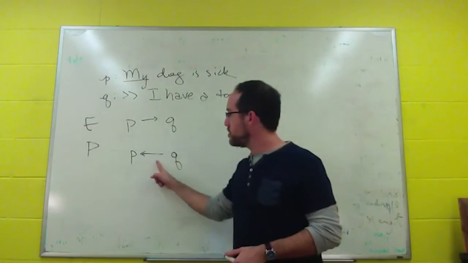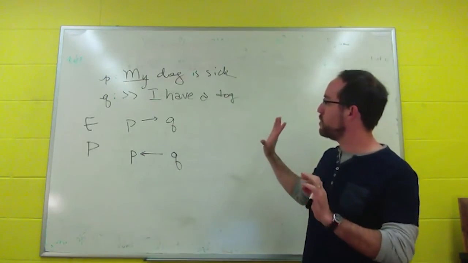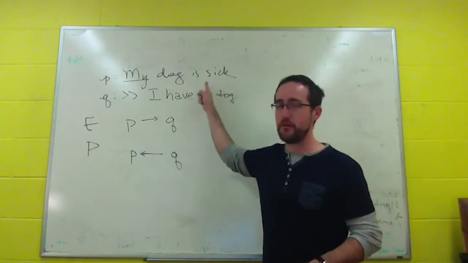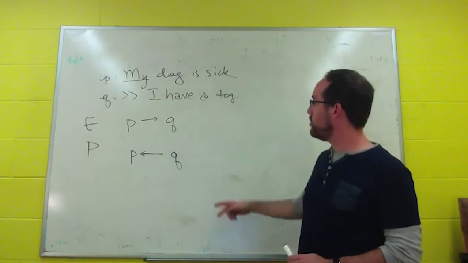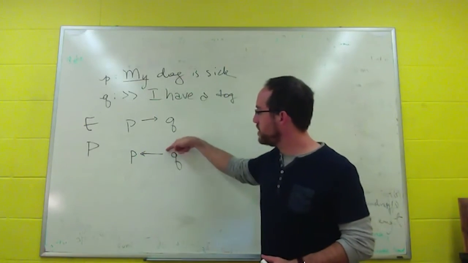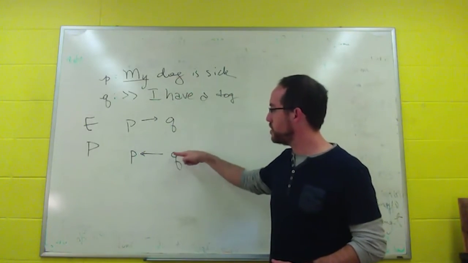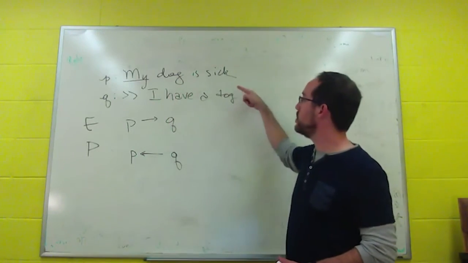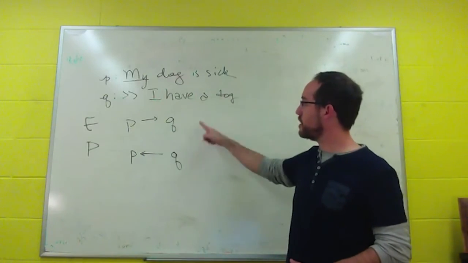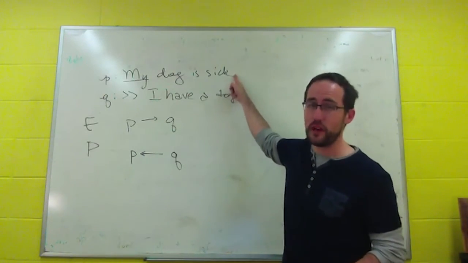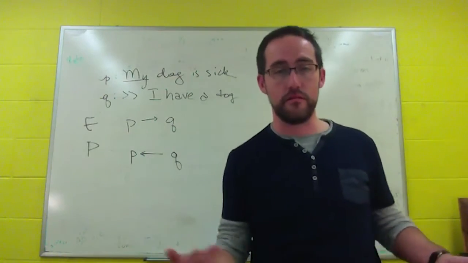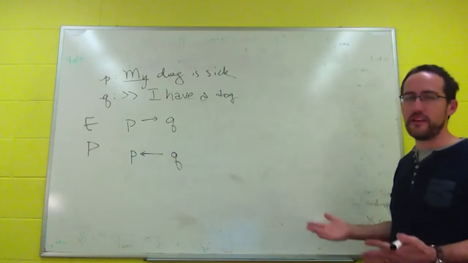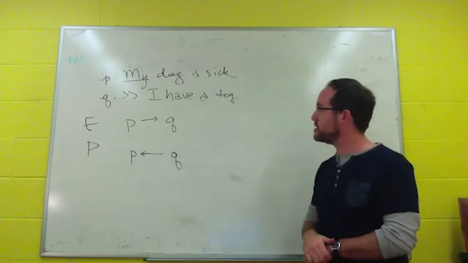Contrast that here, P only if Q. This tells us what happens when Q doesn't hold. This won't be true. Right? So if I don't have a dog, this can't be true. And then it doesn't tell us about when Q is true, though. So if Q is true, P could be true, but it could still be false. So this can't be true if I don't have a dog, but it can be true if I do have a dog. But it could still be false, right? Maybe my dog's not sick.